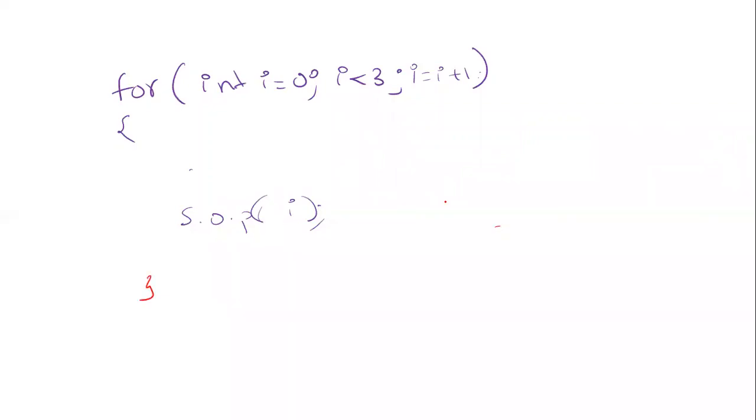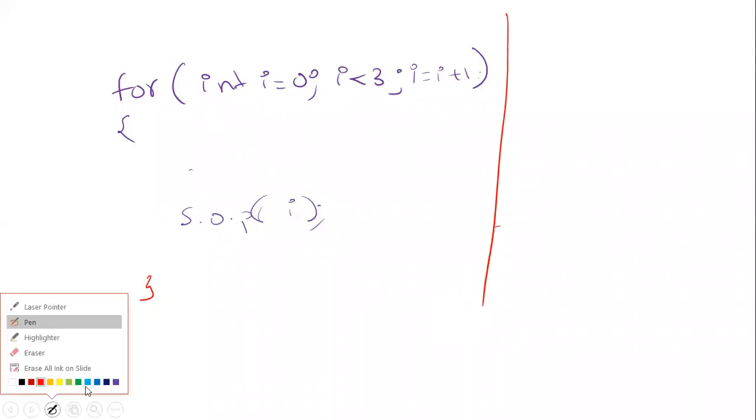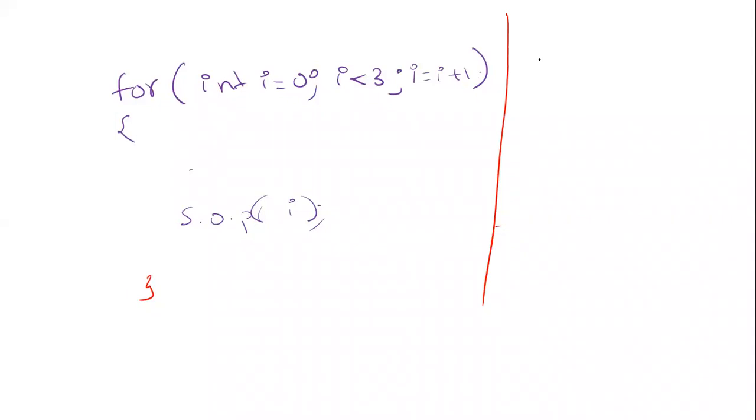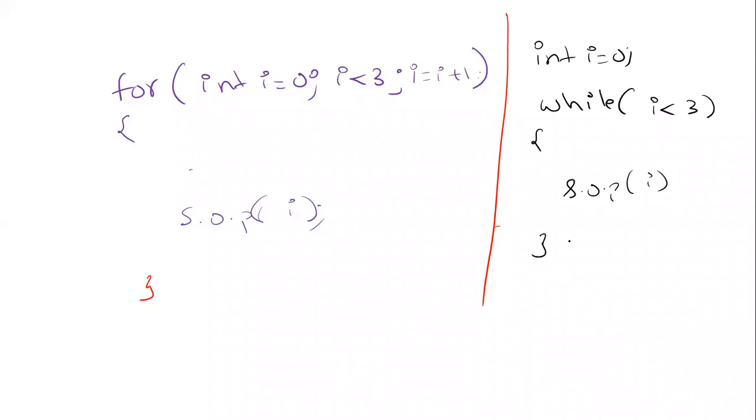Let me write a while loop simultaneously here so that you'll understand how the while loop was. If I write a while loop, it was like this. First I wrote int I equals 0, and in the while loop I had written, while I is less than 3, and here, System.out.print I, then I plus plus. So this is what I had written in the while loop.